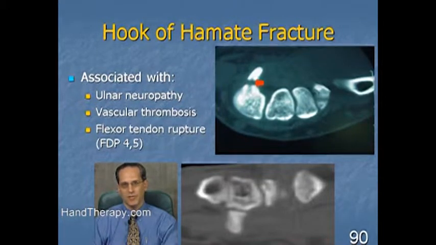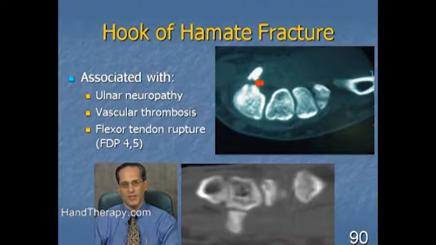Vascular thrombosis can also occur, being that the ulnar artery comes around this particular area as well. And again, the patient can present with ulnar neuropathy. We see on the bottom of slide 90 the hook of the hamate fracture seen on a sagittal view. It's a fracture at the base of the hamate. It's important to pick these up, and invariably, many times, they are not seen on the initial set of x-rays.